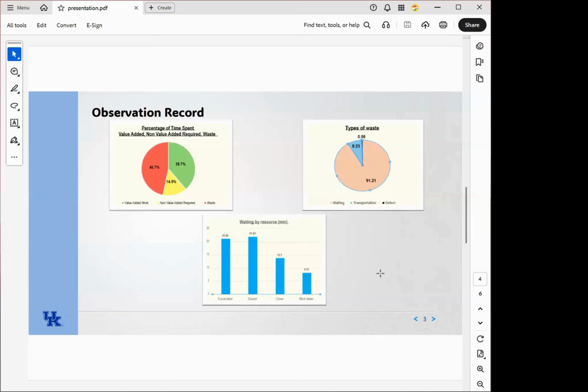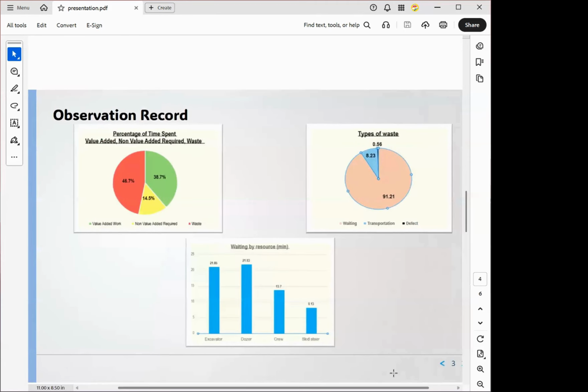And then if Manaz wants to go through the other two, because she generated those. Okay, actually the left curve is about the type of waste. We saw 91% of waiting and 8% of transportation during that 1 hour. And the other curve is about the waiting by resource. We saw 21 minutes of the excavator waiting, and I think 24 minutes of idling for the dozer and crew.